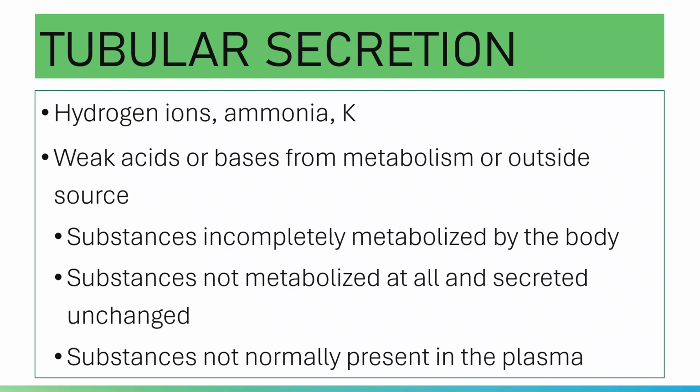So your weak acids or bases will come from metabolism, as metabolic products, or from exogenous sources. Number one, they are substances which are incompletely metabolized by the body. Another one is substances that are not metabolized at all and are secreted unchanged, like radiographic contrast media. And then substances that are not normally present in the plasma, like drug metabolites. Those are substances that are secreted.